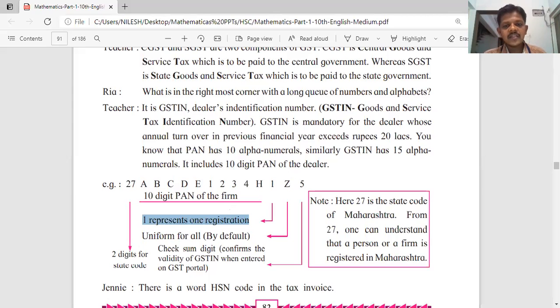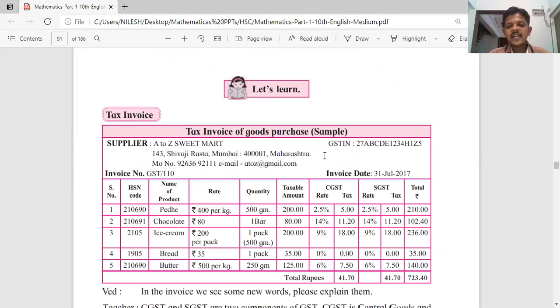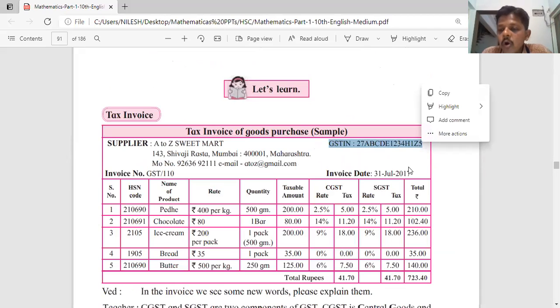Till here it is clear, the GSTN part everybody has understood. How is the GSTN number formed? Do we understand now? Yes, sir. Yes. So tomorrow what you will do?